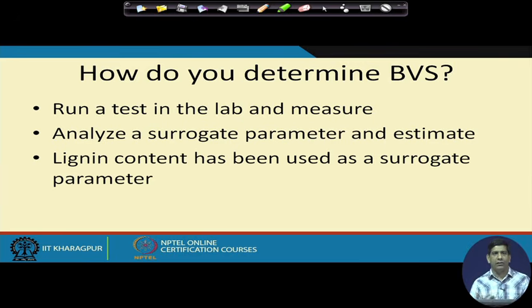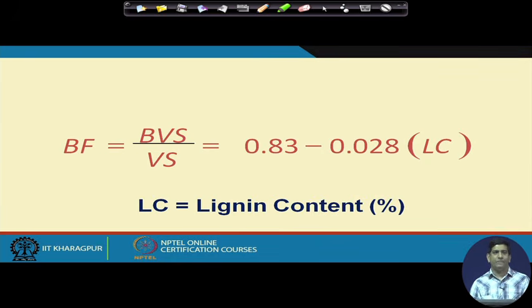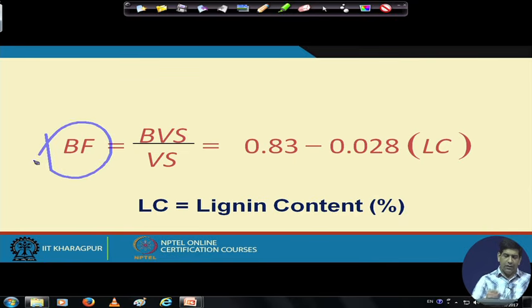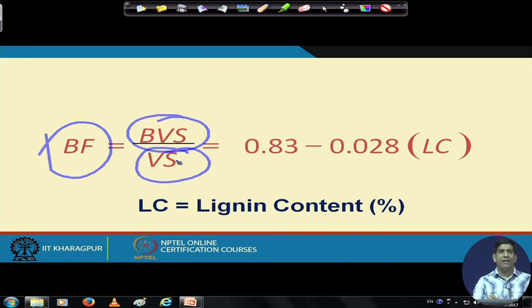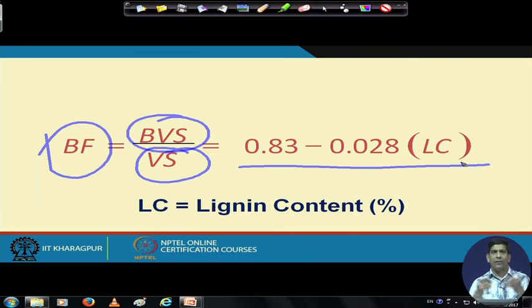So we use lignin content as a surrogate parameter because we can analyze for lignin using analytical instruments, and then we can calculate this BVS upon VS, which is also known as the biodegradable fraction. This BF is the biodegradable fraction, BVS is the biological volatile solids, and VS is the volatile solids. This can be estimated by a particular formula, an empirical formula developed based on research done earlier. So here it's 0.83 minus 0.028 times LC. Now what is LC? LC is the lignin content expressed in percentage.